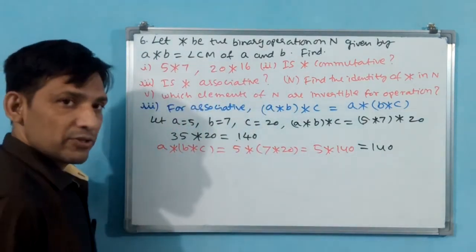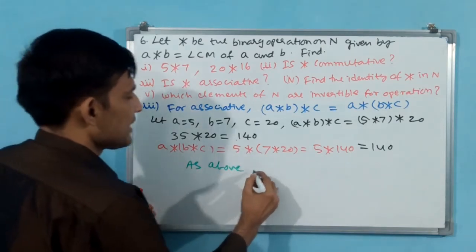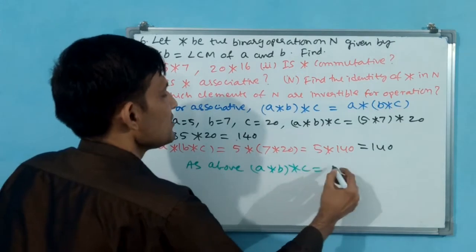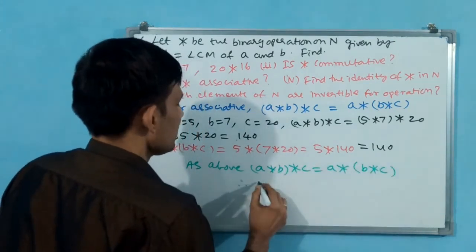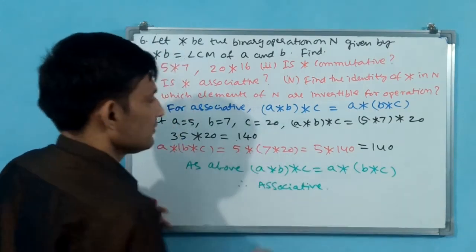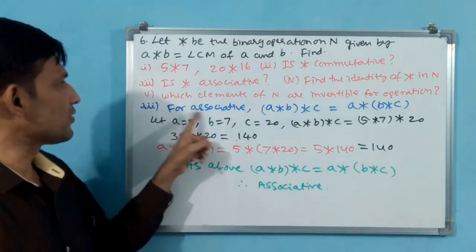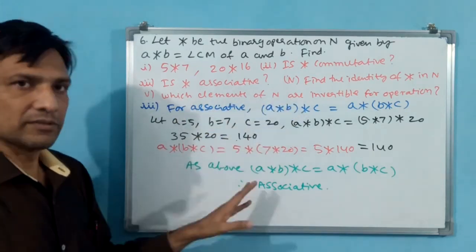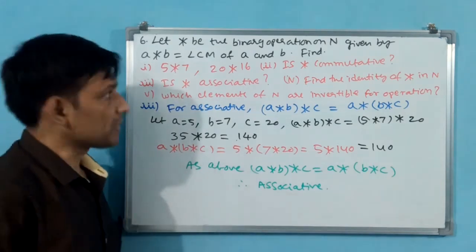Then what you have to write? You write like this: as above, A star B star C is equal to A star B star C. Therefore, associative. Like this you write and close. This is the third part, only answer. Associative we have proved. Let us go for the fourth part of this sixth question.